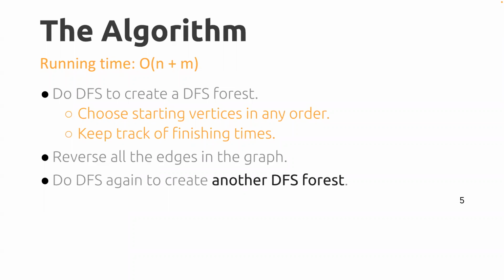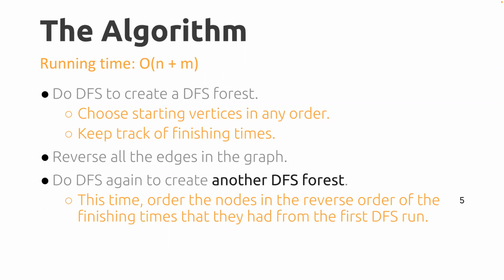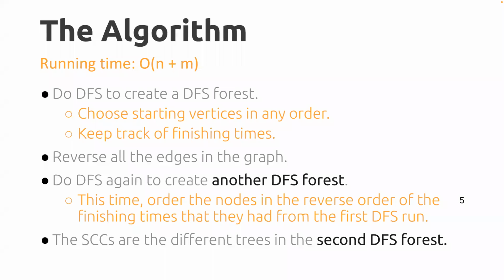Then you run DFS again to create another depth first search forest, okay? But this time you tackle the nodes in reverse order of finishing times. So DFS, you call it on the node that has the highest finish time. And if you ever need to call it again, you know, you're restarting to start a new tree, you call it on the next node that has the highest finishing time from your original DFS, okay? And then the claim is that the strongly connected components are each of the trees in our second DFS forest, okay? Who wants to remind me what is a strongly connected component?